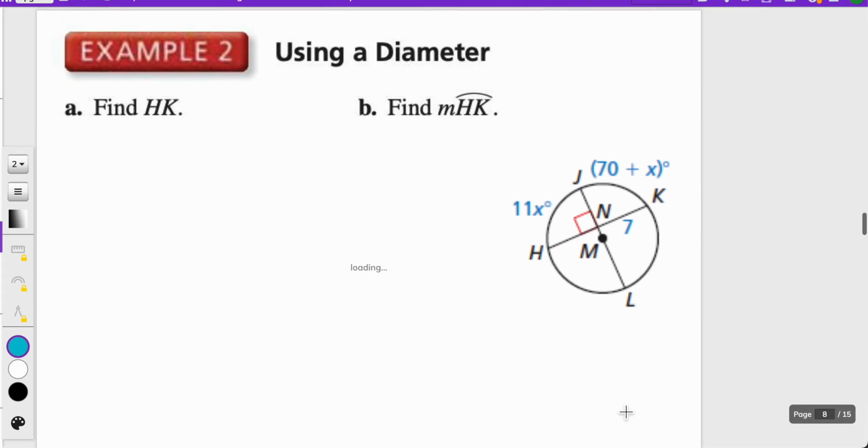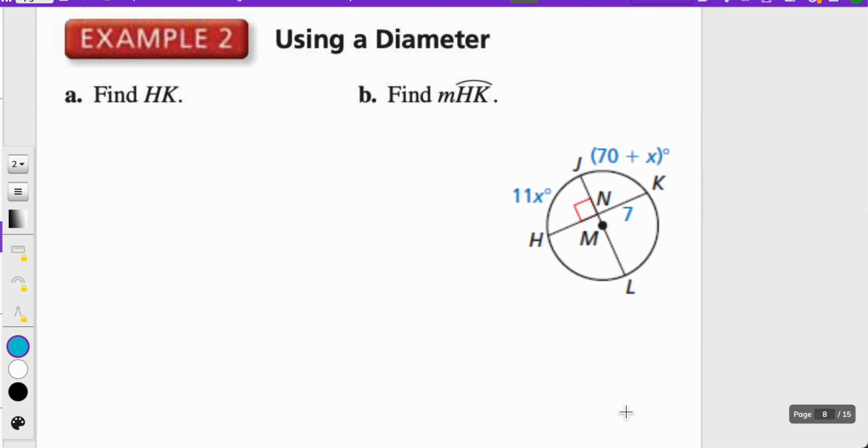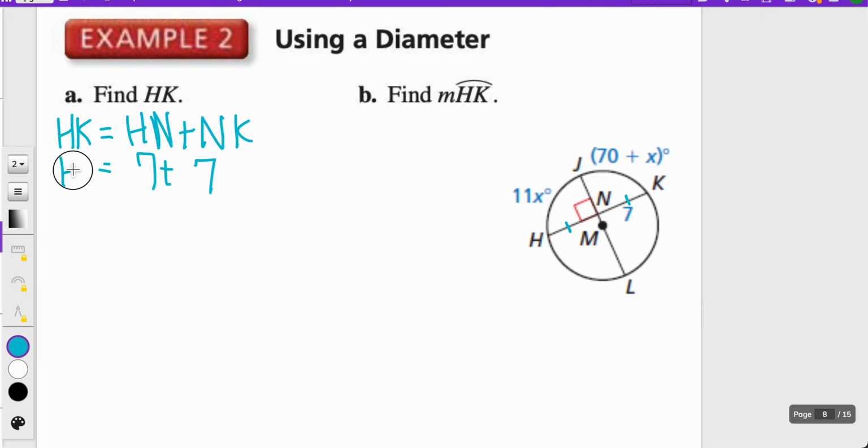Okay? Next up, using the diameter. We're going to try to find HK here, and then find the measurement of arc HK. I can find HK because this perpendicular bisector is showing that 90-degree angle here, which means HN is automatically the same as NK. So HK would just be equal to HN plus NK. And if NK is 7, so is HN. So 7 plus 7 gives me the measurement of HK, which is 14.